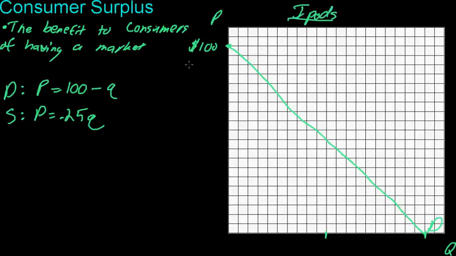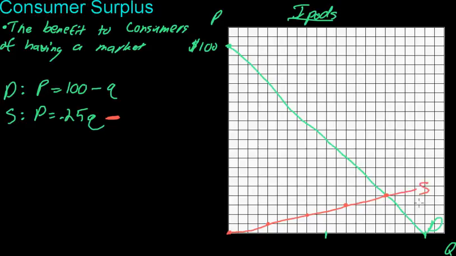All right, so then I'll do supply in red. It's 0.25 times Q, so we'll start at 0 and we'll go right 1, 2, 3, 4 and up 1, right 1, 2, 3, 4 and up 1, and so on, each time right 4 and up 1. All right, so there's our supply line.